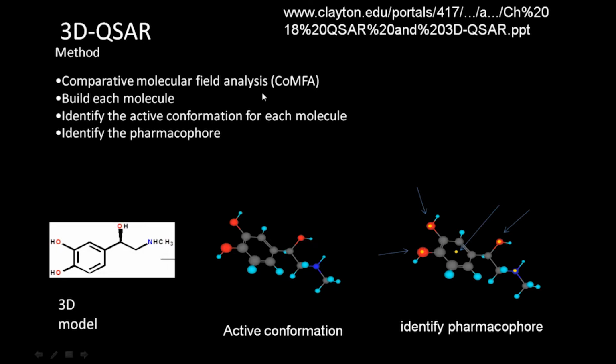So what do we do? Build each molecule, identify the active conformation for each molecule, and identify the pharmacophore. If you superimpose all of them, then it's easy. This knowledge was taken from this reference. You can have a more detailed look at it; I would like to acknowledge that.